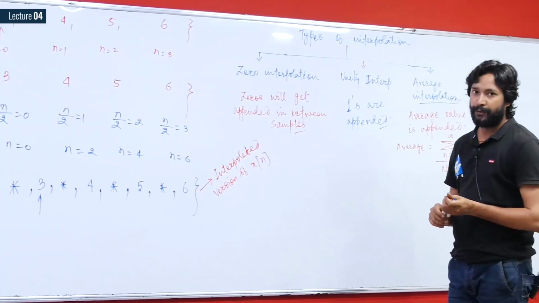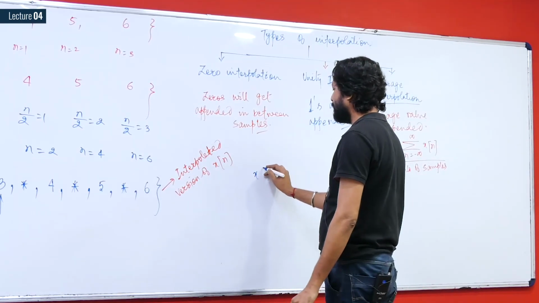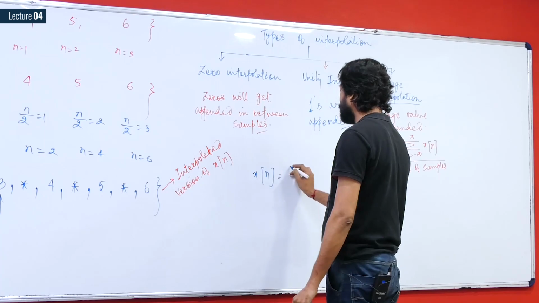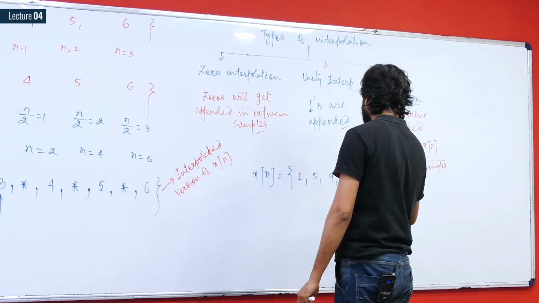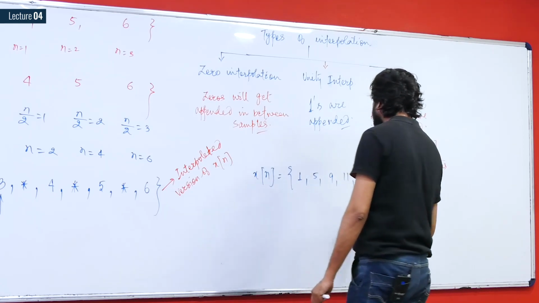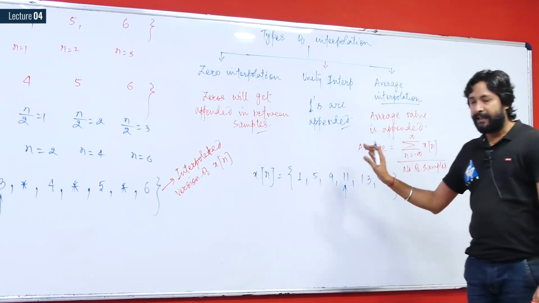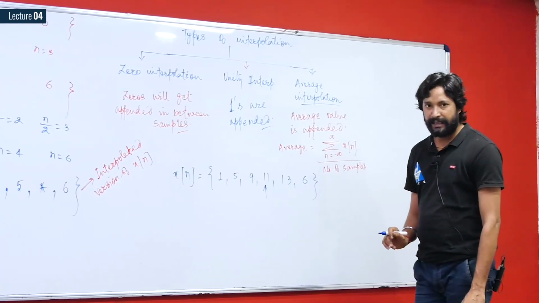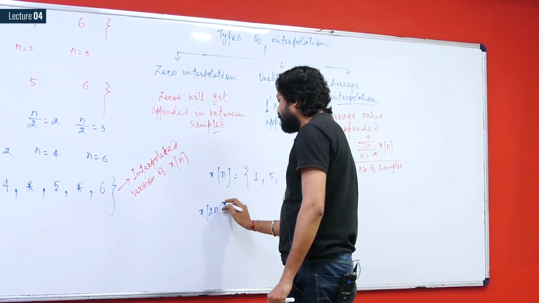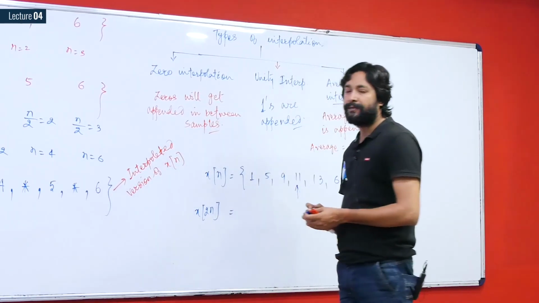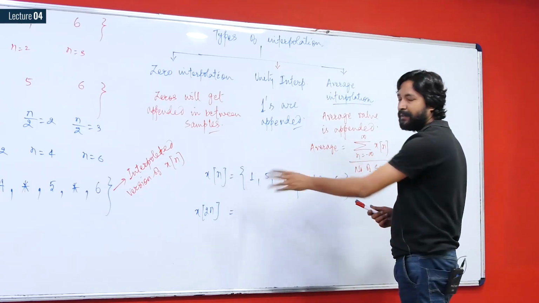Now, what can we conclude? If you take any other example, you can say let x of n be 1, 5, 9, 11, 13, 6. Whatever value it is, it doesn't matter. So, if you see here, if it has origin at 11, if you are going to find x of 2n, what is going to be the value of x of 2n? You are going to replace all n's by 2n.